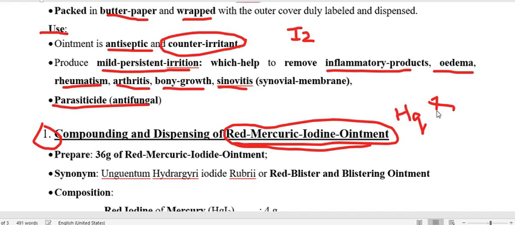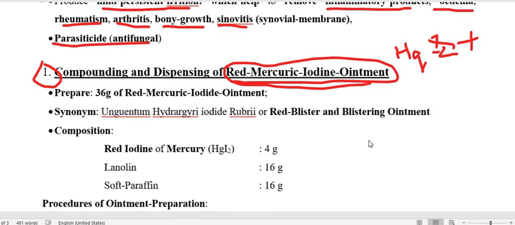So for that we are using mercuric iodide, that is the +2, and a base. The main component is mercuric iodide, and because its color is red, we are calling it the red mercuric iodine ointment. In this, the component is red mercuric iodide, HgI2, and we are making it an ointment. So the name of the ointment is the red mercuric iodide ointment or iodine ointment. Better to call it iodide ointment.